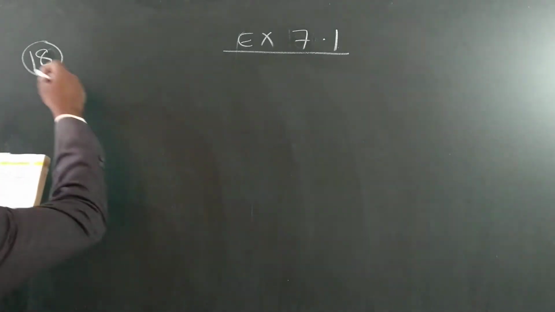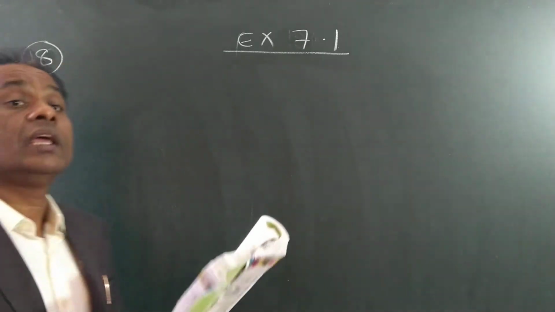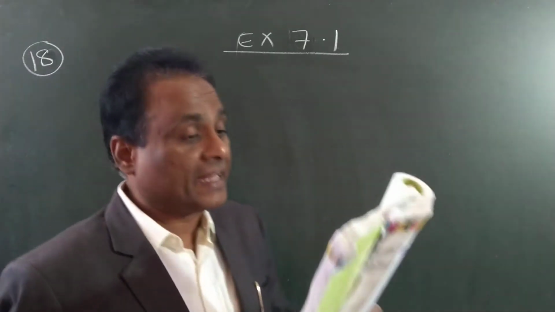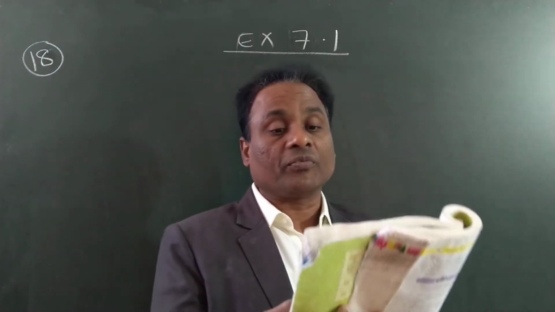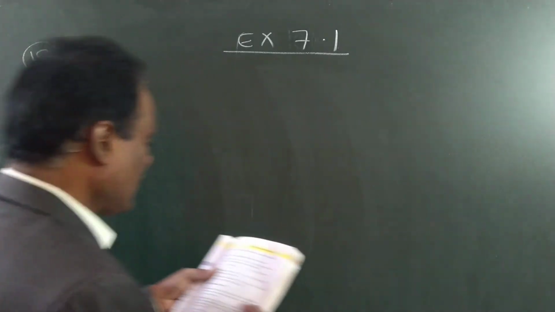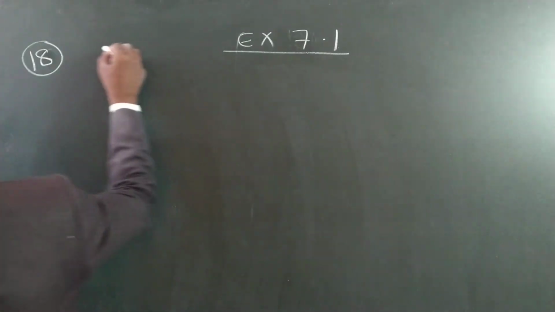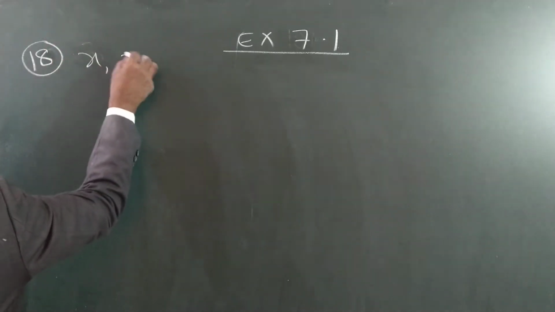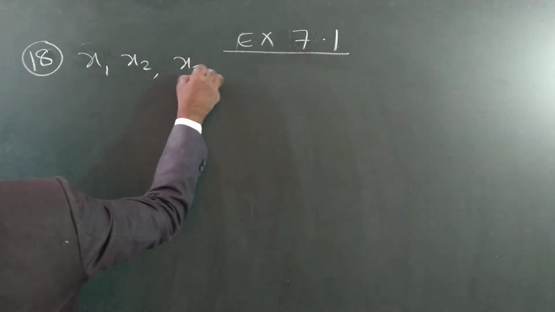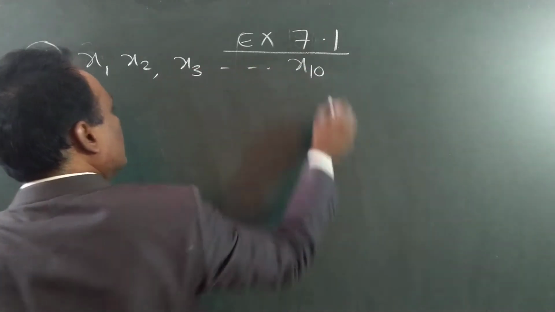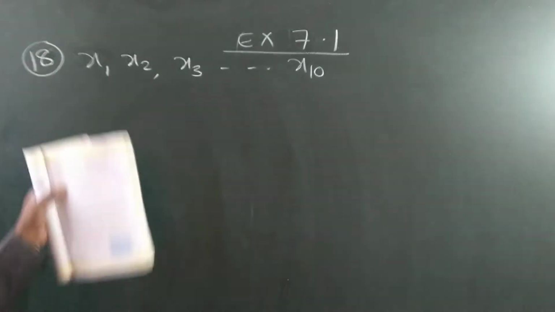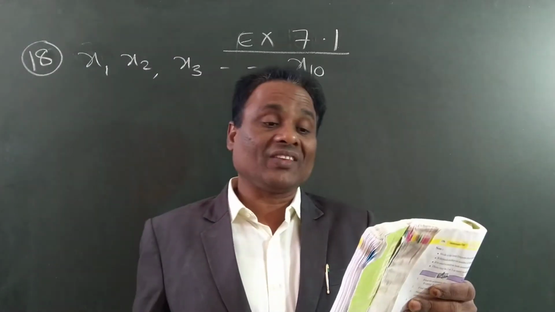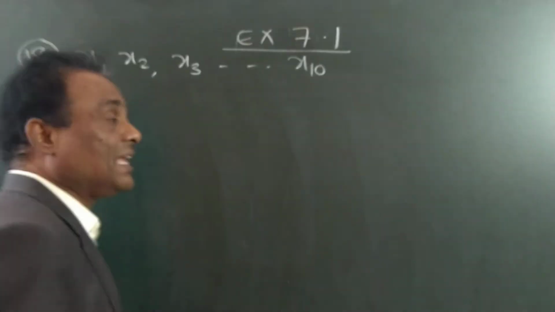First let me tell the 18th one. All of you read the 18th question, students. If the mean of the set of observations is 20, see here: x1, x2, x3, and so on, x10. These numbers are given. What is the mean?